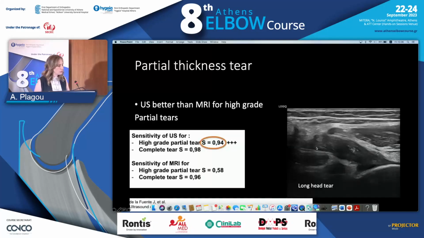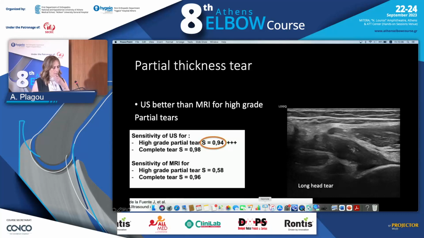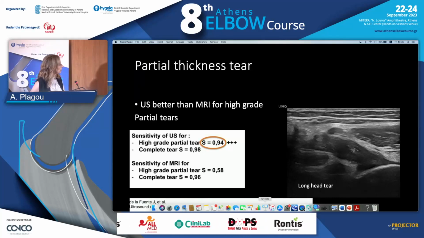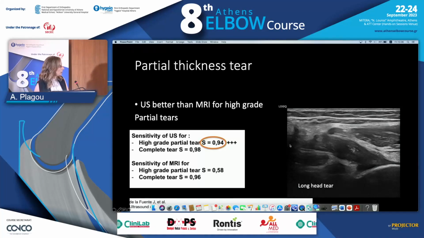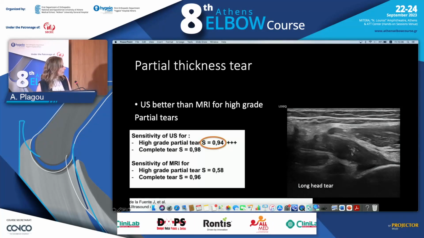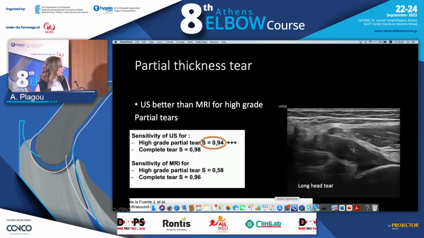The main importance of ultrasound, according to the literature, we have a very recent publication where 150 elbows were scanned. And we found that there was a superiority in ultrasound for detecting high-grade partial tears. So it is more useful than MRI when we are suspecting a high-grade partial tear. And you can see here the anterior part inserting, which is the short head, while the posterior part is missing, the long head is missing, so we can report a long head tear.